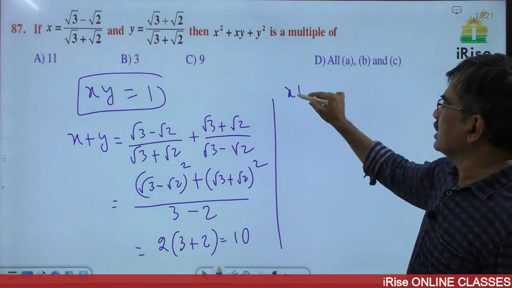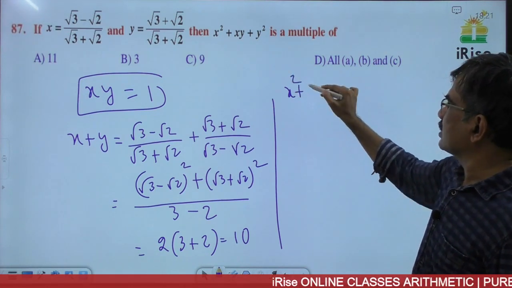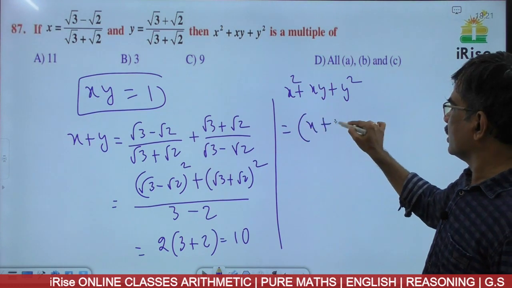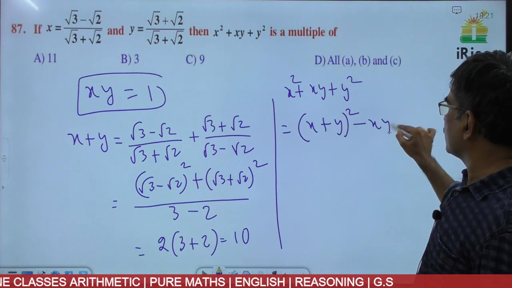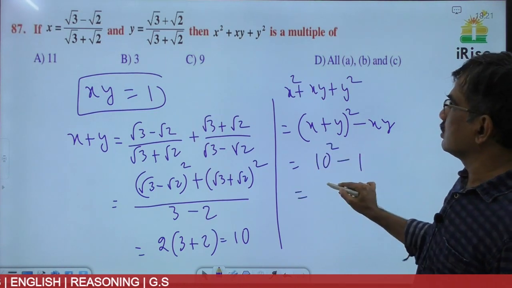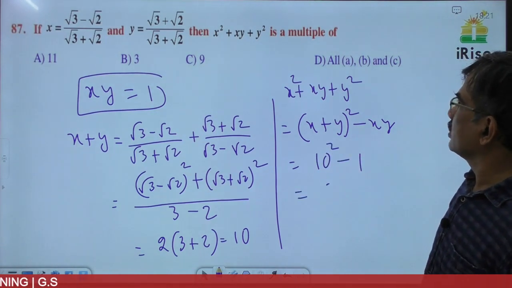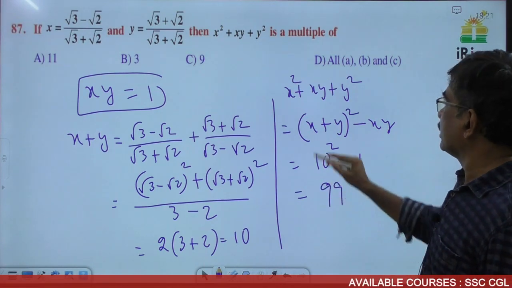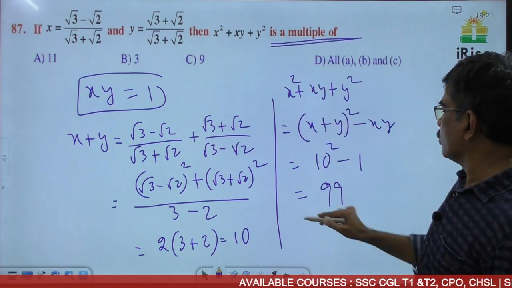If x plus y is 10, then what is x square plus xy plus y square? This is the question. This can be written as (x plus y) whole square minus xy, which is 10 square minus 1. Okay, 10 square minus 1 is equal to 99. Is it a multiple of... this is the question.